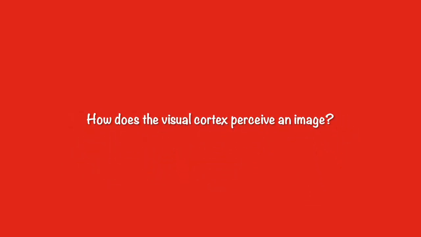Convolutional neural networks are a kind of neural network architecture that work very well with images, and they mimic the working of the visual cortex. So the question is, how does the visual cortex perceive an image in the real world?